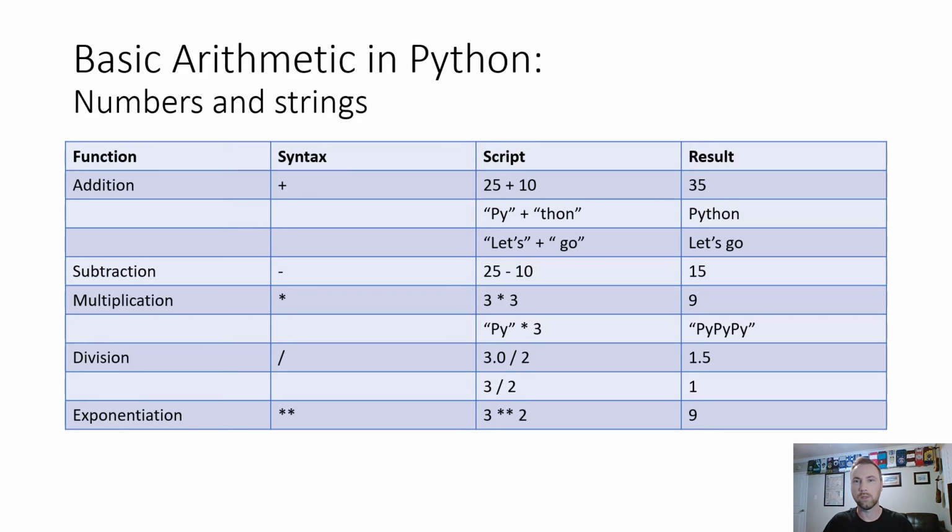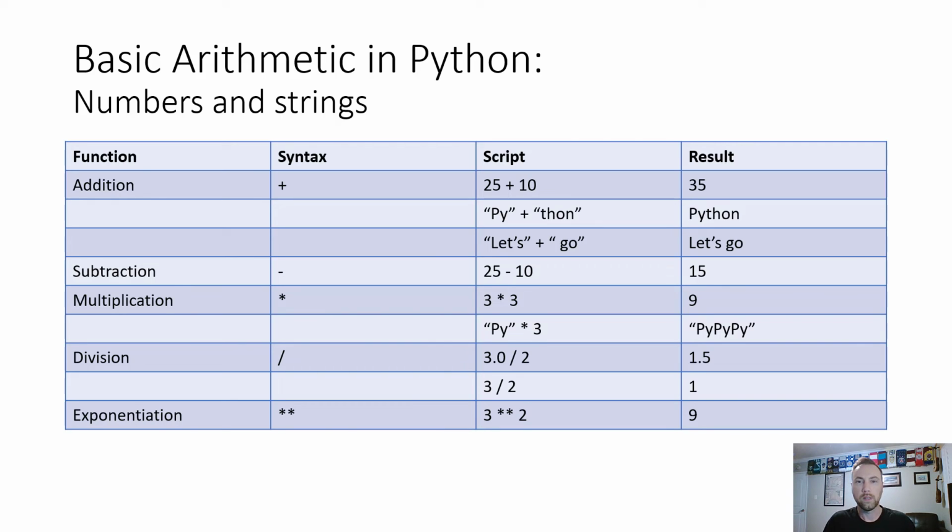So 25 plus 10 is 35, we know, but you can also use the plus sign to concatenate. Concatenation is just the joining of different words or strings together. So you could do quote pi, close quote, plus quote thon, close quote. If you add those together, it concatenates Python together. You can also concatenate let's plus go, but notice there's a space before go. So let's plus space go, and the result is let's go.